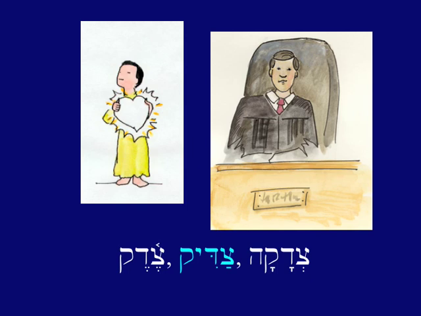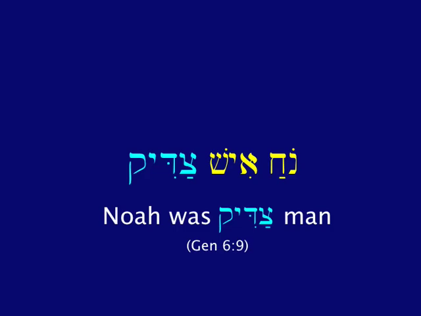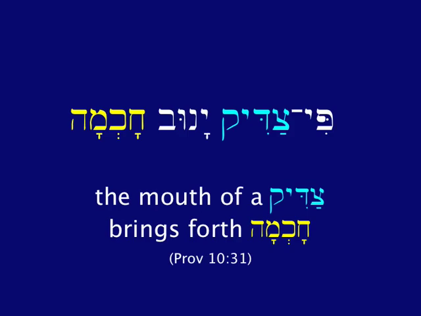Tzaddik is an adjective that means righteous or vindicated, related to the nouns tzedakah and tzedek, which mean righteousness. Noach ish tzaddik. Noah was a tzaddik man. Pi tzaddik yanuv chokhmah. Pi tzaddik, the mouth of a tzaddik, brings forth chokhmah.